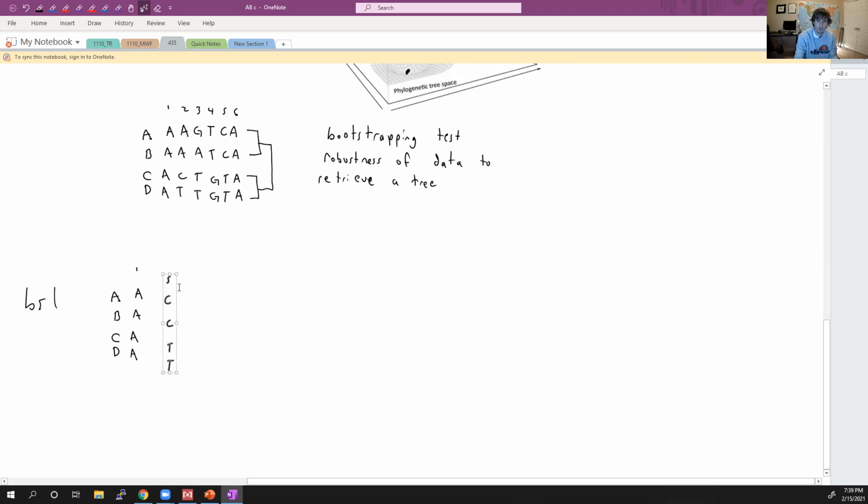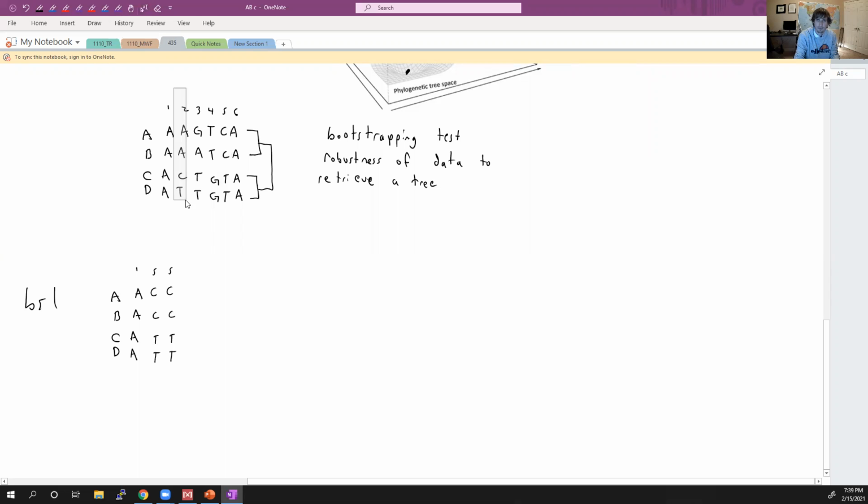And so that's going to go next, right? I just randomly sampled that column. And so that's going into my bootstrap alignment. But I can sample with replacement. So I can certainly sample column number 5 again, right? That's fair because I'm sampling with replacement.